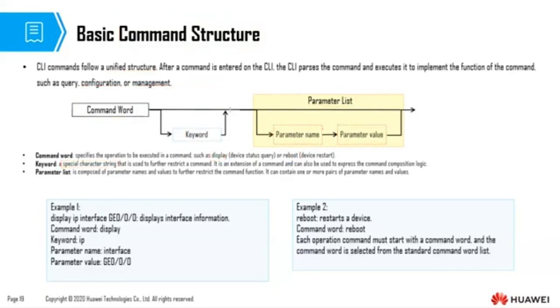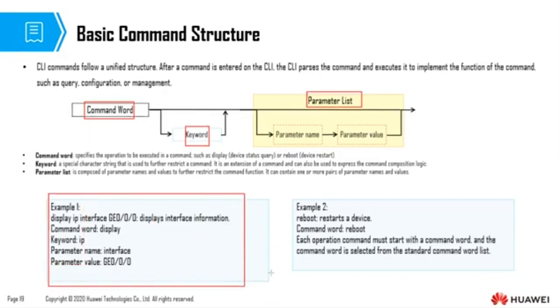It's important that you remember this: you have a command word, just a single one. You can have one or more keywords, and you can have one or more parameters. So that is the example that is being given here. And here we also have a command that is used to restart the device. It's reboot. This particular one has just a single command word. It does not have any keyword, it does not have a parameter list. You just write reboot, enter, and it's going to be executed. So that's how it looks.